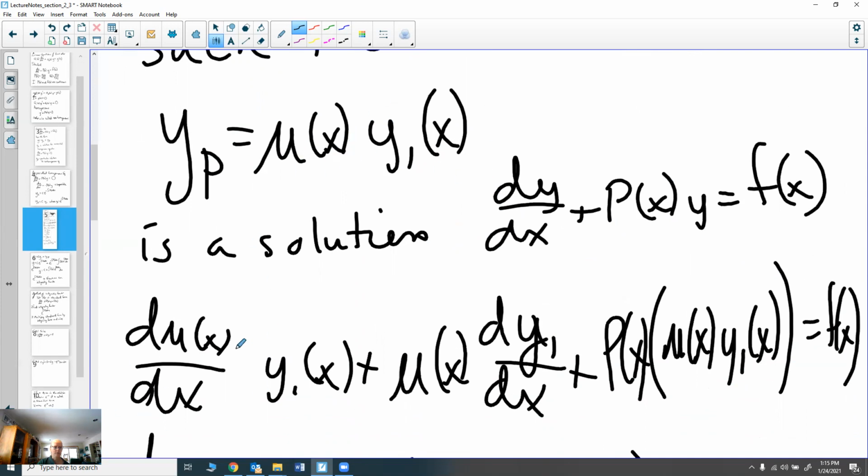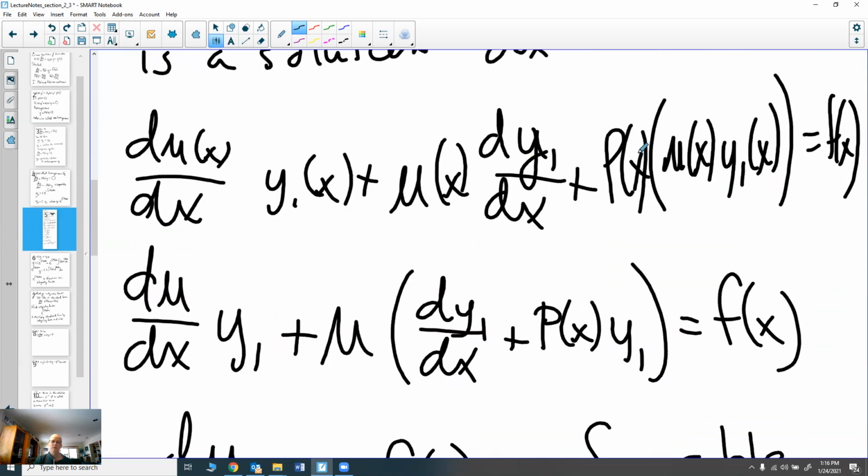It's the derivative of the first times the second plus the first times the derivative of the second. So all I did was the product rule on what my y sub p is equal to, plug that in for dy/dx, and then p(x) times my y, mu(x) y1(x), equals f(x).